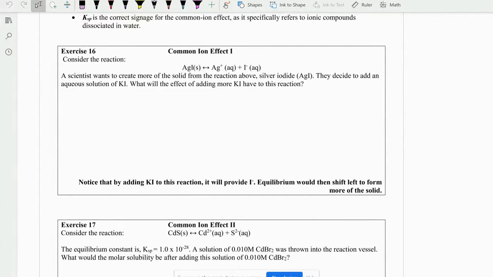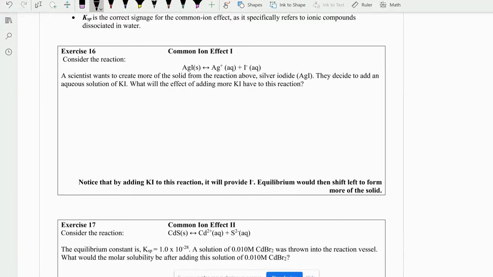Now, in exercise 16, let's get an idea and look at the bigger picture of what exactly the common ion effect is. Note that in my reaction, I have solid silver iodide. And when a scientist wants to create more of this solid from the reaction that you see listed, they decide to add an aqueous solution of potassium iodide. Okay, what effect will adding more of the potassium iodide have on this particular reaction?